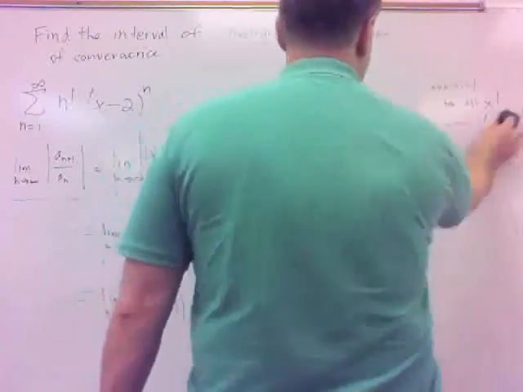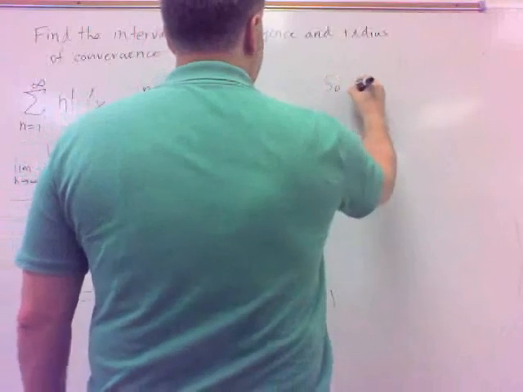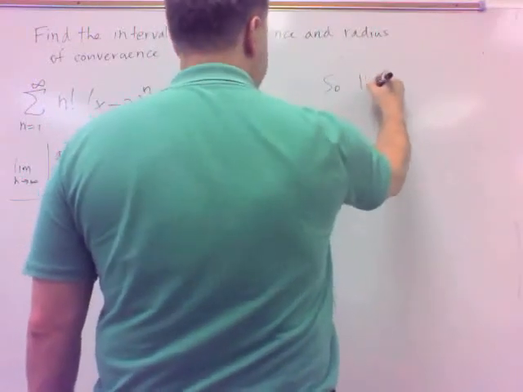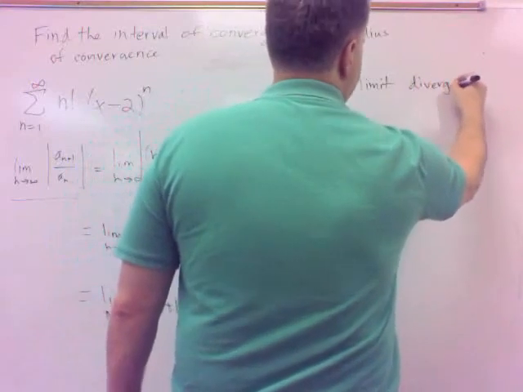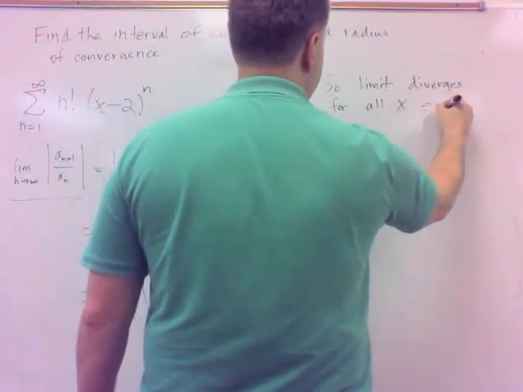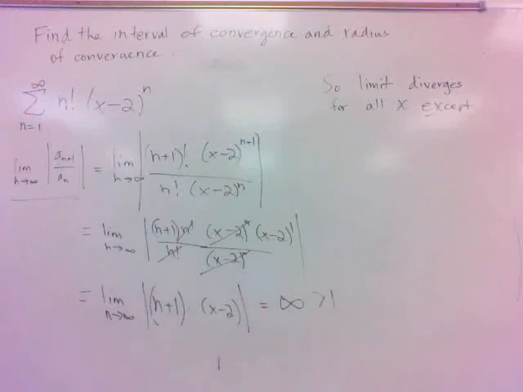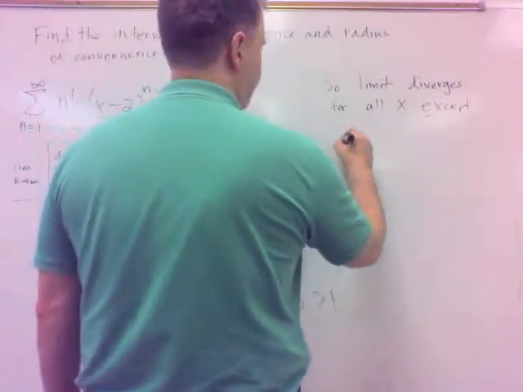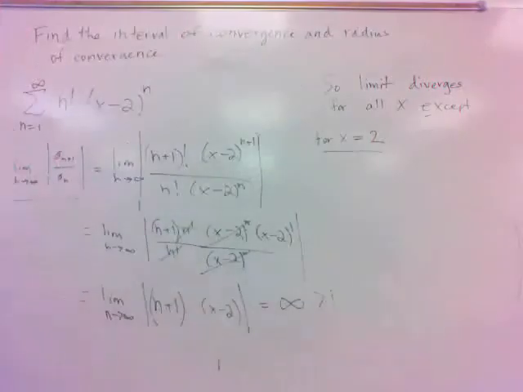Okay, so that's where I had my exception. I got too quick on my exception. So the limit diverges for all x, except, let's think about one little thing here. We're saying the limit diverges for all x, except there is one for which it does not. Except for x equals 2.